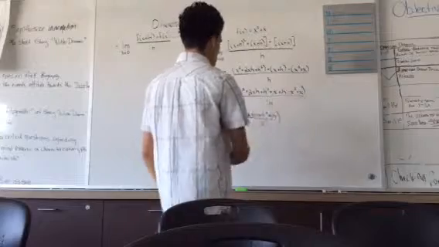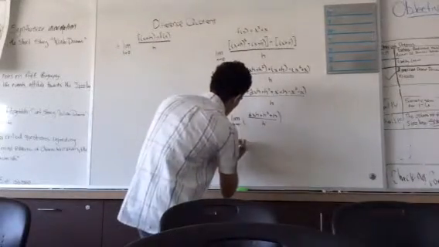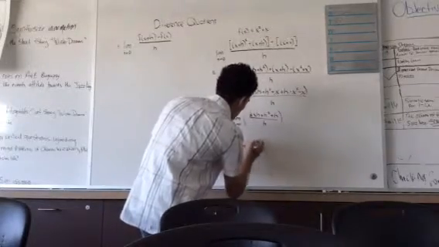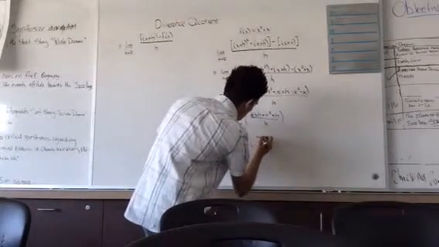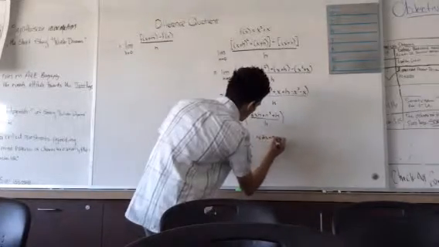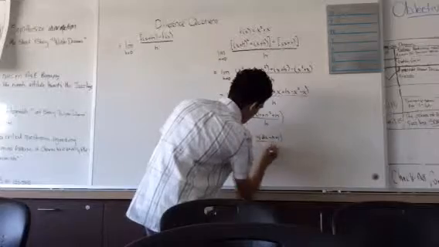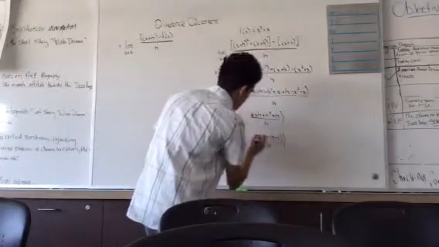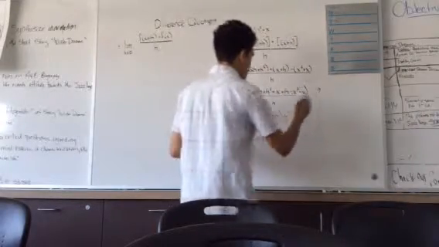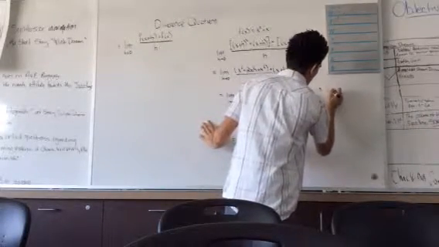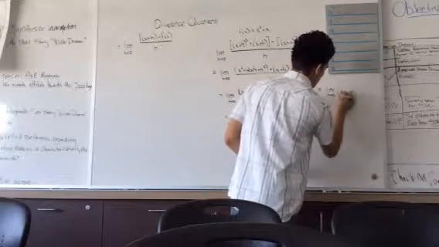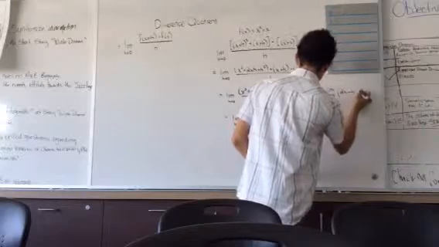From here, we can find the GCF of the numerator, so we get the limit as h approaches 0 of h times the quantity of 2x plus h plus 1, all over h. Now, the two h's cancel out, and we're left with the limit as h approaches 0 of 2x plus h plus 1.